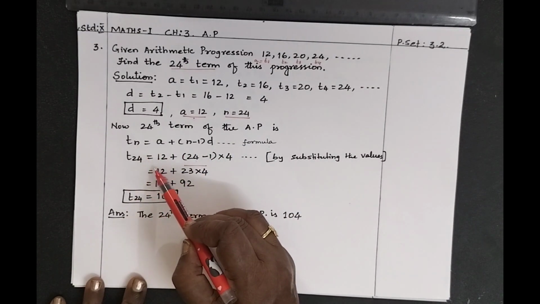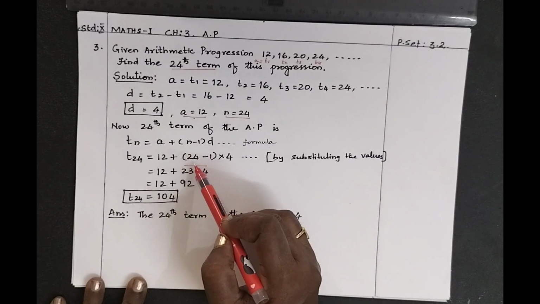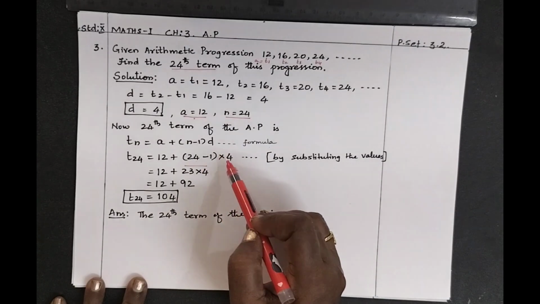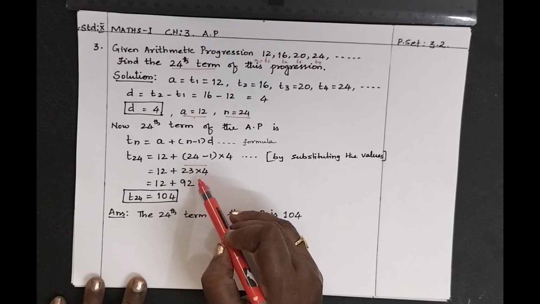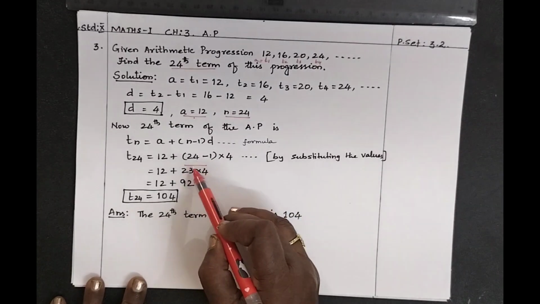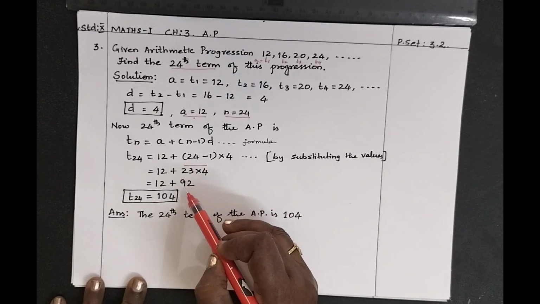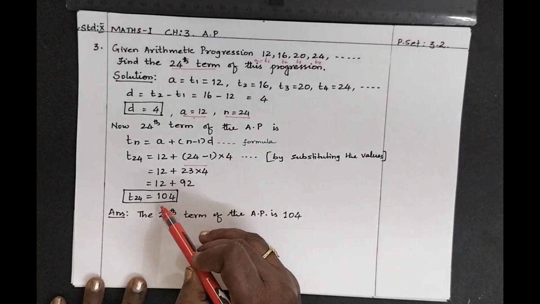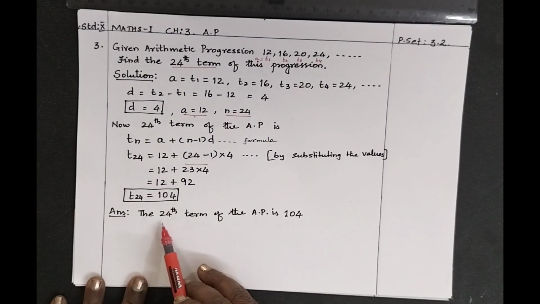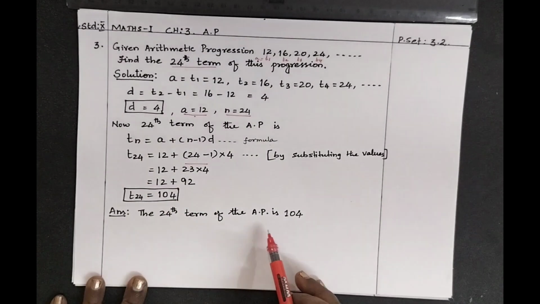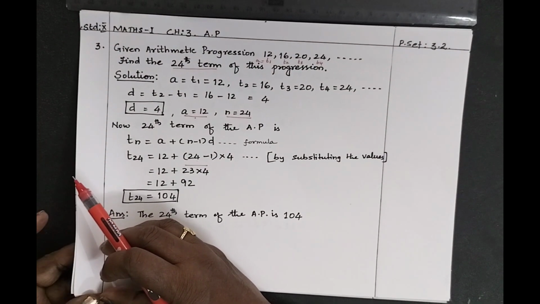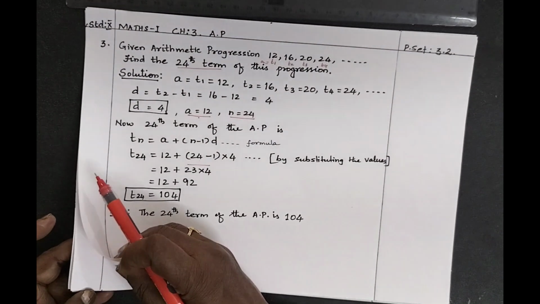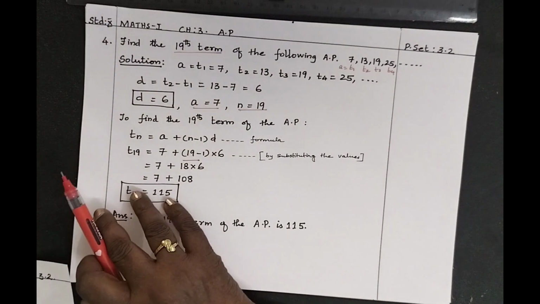So T24 equals a, which is 12, plus (24 minus 1) into d, which is 4. 24 minus 1 is 23. 23 into 4, first you have to multiply this. So that is 92. So 12 plus 92 is 104. Therefore, the 24th term of the AP is 104. Next question. Fourth sum.